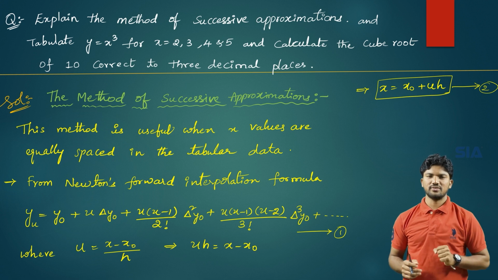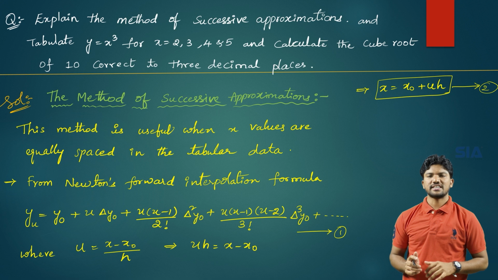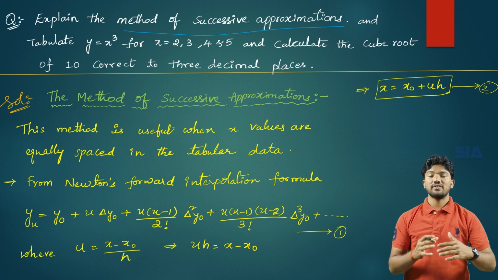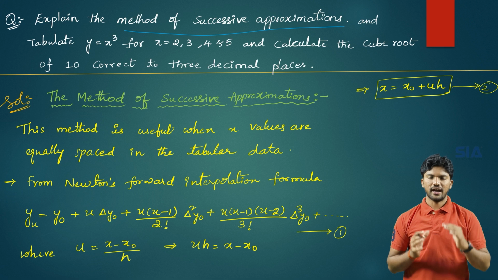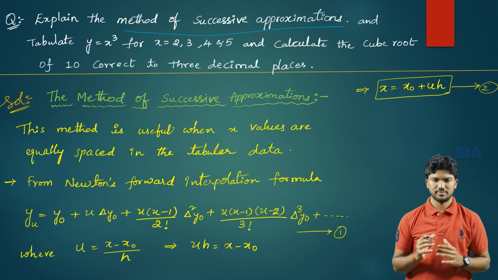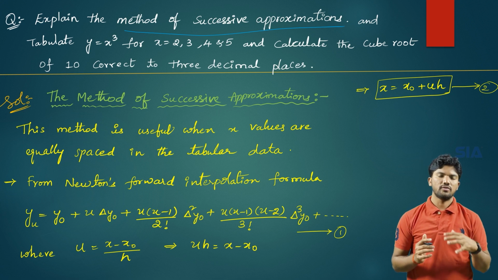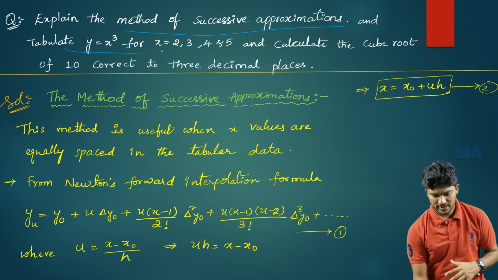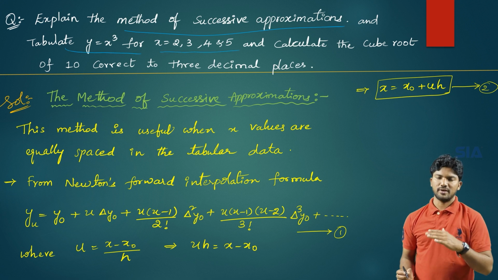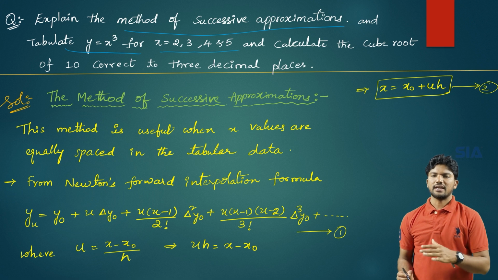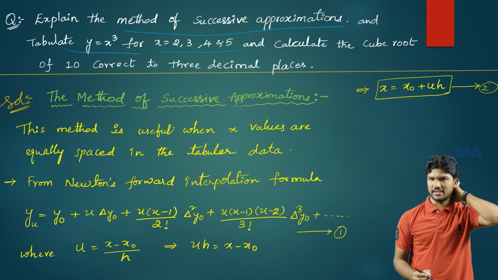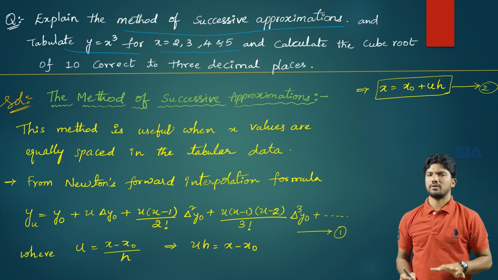Okay, so in this lecture we are going to discuss one of the new methods, that is the method of successive approximations. Based on this method we are going to tabulate y is equal to x cube for x is equal to 2, 3, 4 and 5. Calculate the cube root of 10 correct to 3 decimal places by using the method of successive approximations.